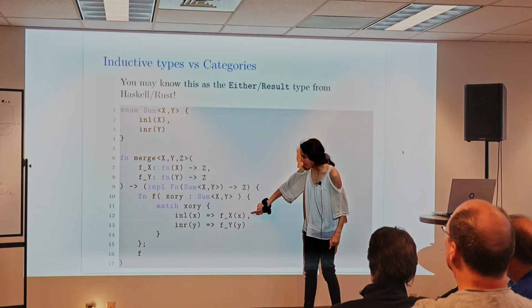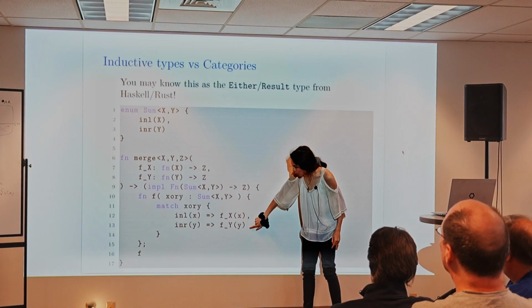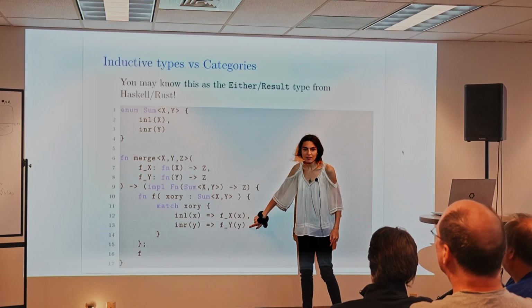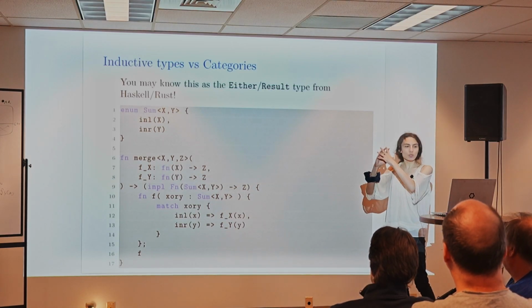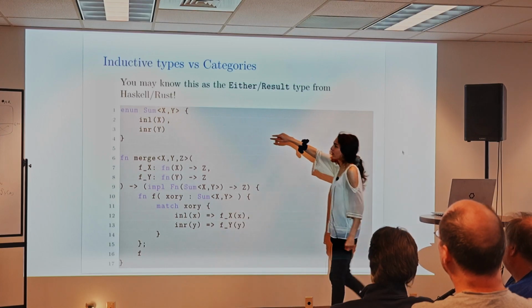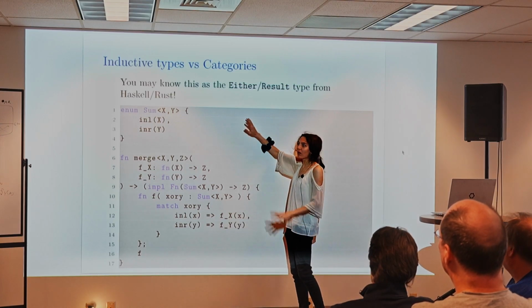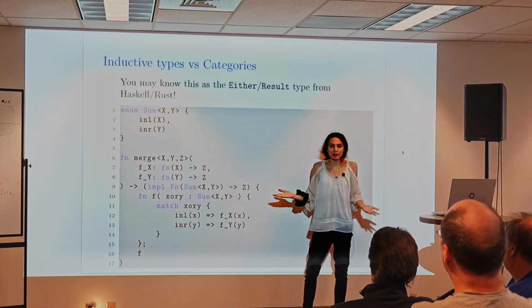If it came from X, apply F of X. If it came from Y, apply F of Y. Right? Does that make sense to everyone? So what I've just said is, I don't know which of these, X or Y, it could have actually been, but I'll deal with it on a case-by-case basis, right?